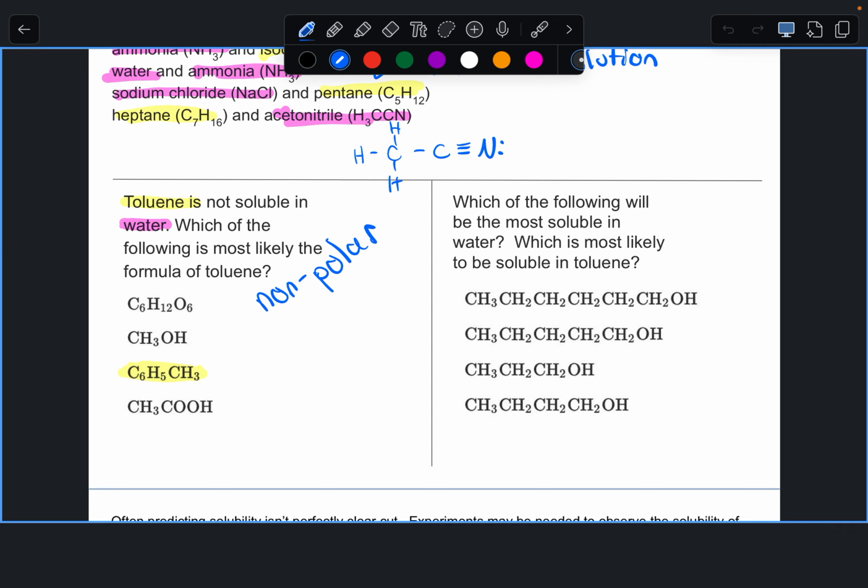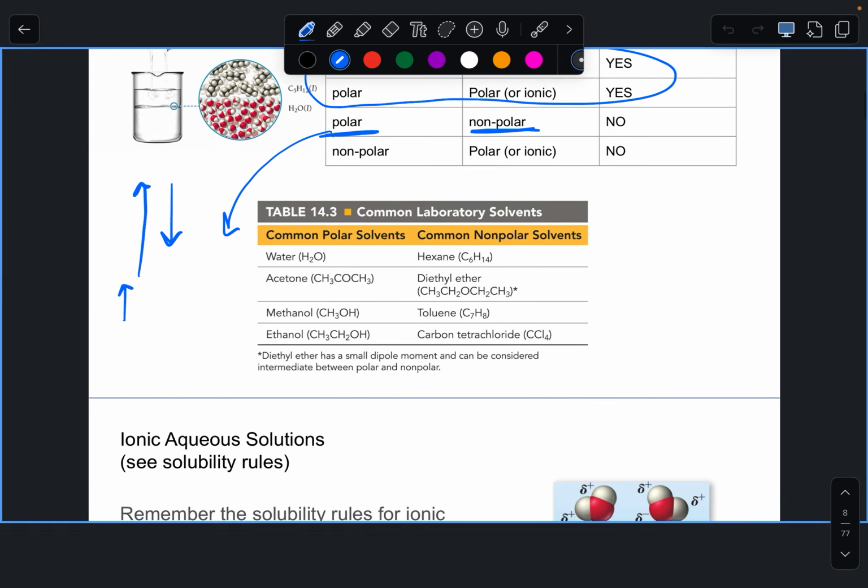Okay, so we ended class talking about this idea of like dissolves like. So things that have similar polarity, either both being polar or both being nonpolar, are likely to be soluble in each other. So that's going to most of the time be the place we start to decide if something is soluble.